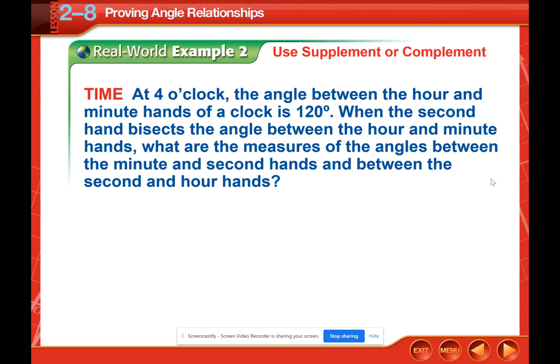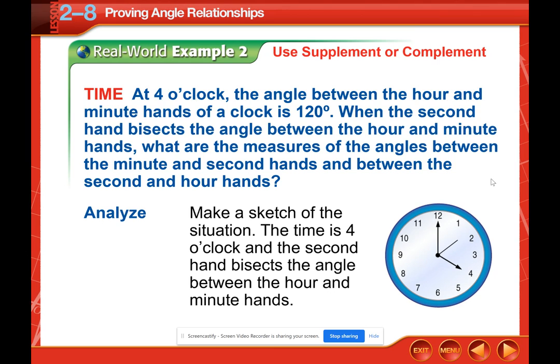It says at 4 o'clock, the angle between the hour and minute hands of the clock is 120 degrees. When the second hand bisects the angle between the hour and minute hands, what are the measures of the angles between the minute and second hands and between the second and hour hands?